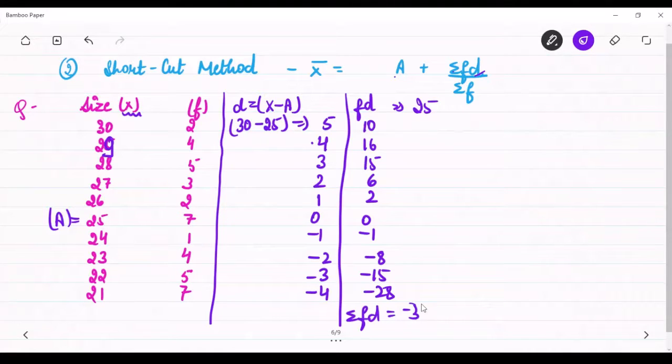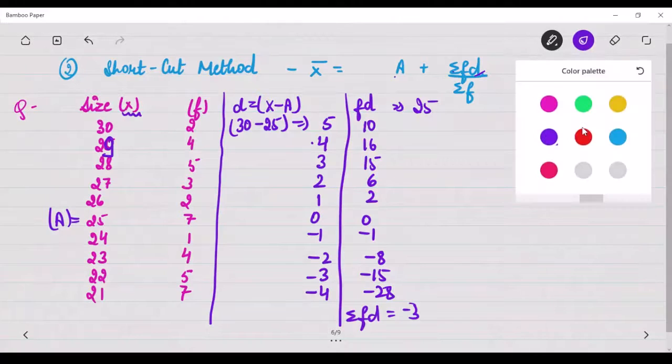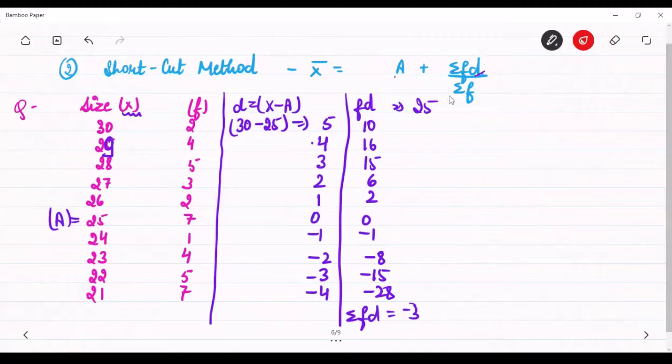Okay, now we are going to put the values in the formula in order to get the answer. I hope this is an easy part. So this was the formula. According to it, sigma fd is minus 3 and sigma f. Oh, we have not calculated sigma f, so let's calculate sigma f.